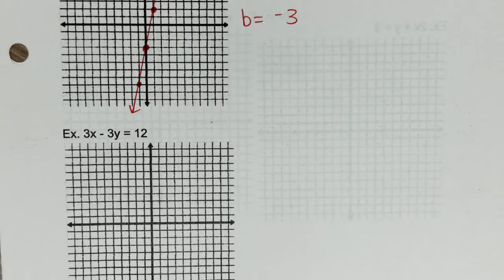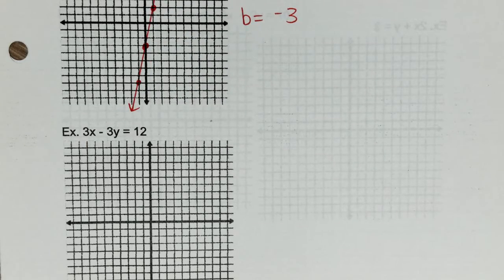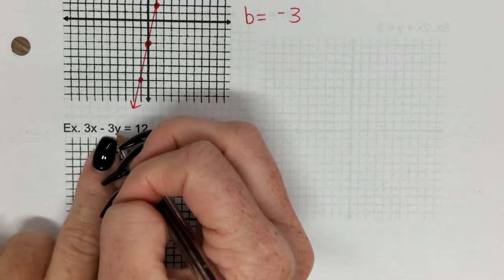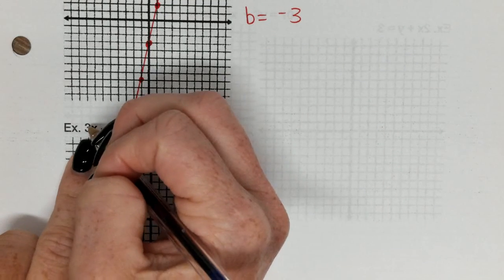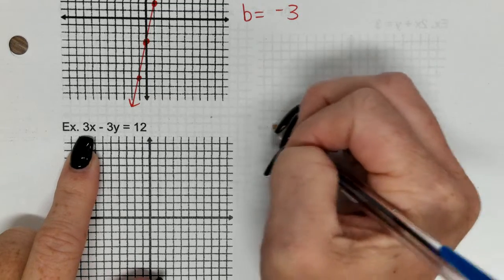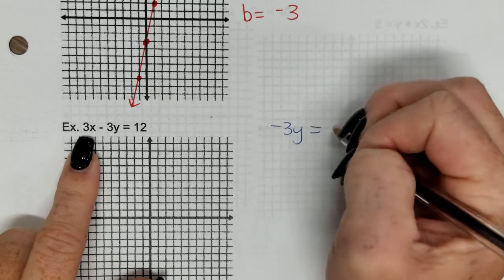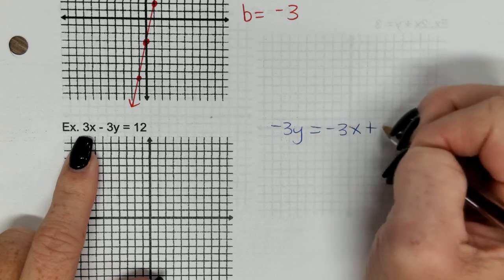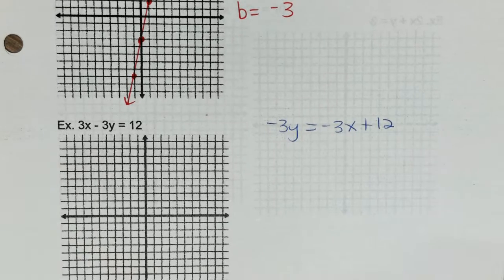All right, look at this next one. Can I identify the slope and y-intercept the way it looks? No. What do I have to do to it? I have to solve for y. So how am I going to move this 3x? So I have negative 3y equals negative 3x plus 12. Is it good now? No.